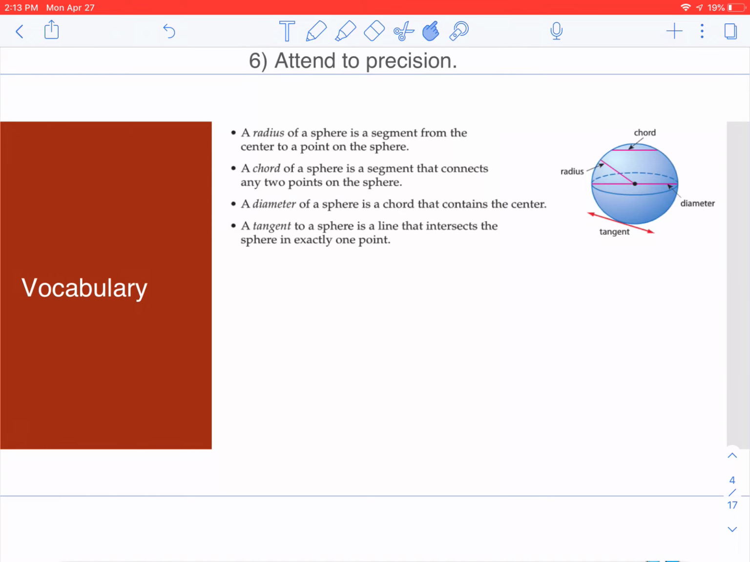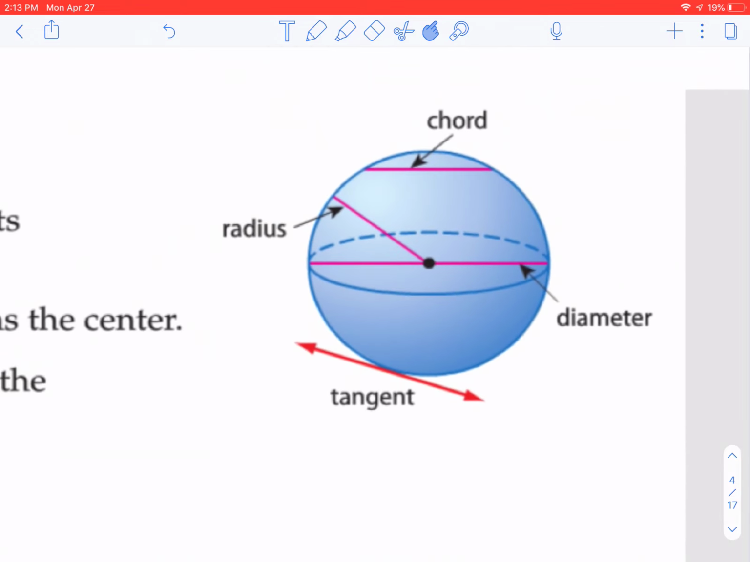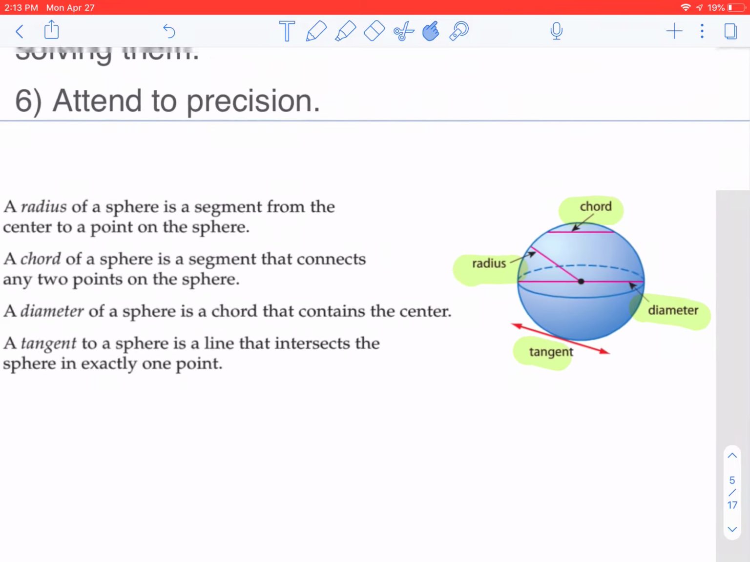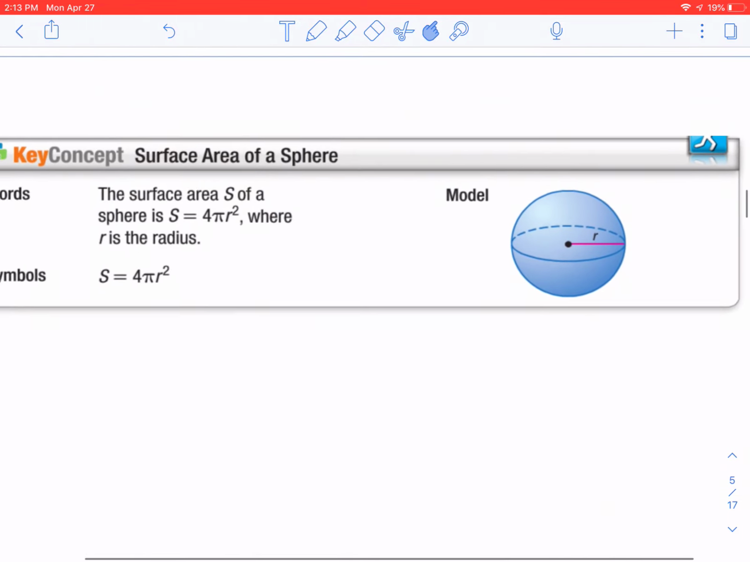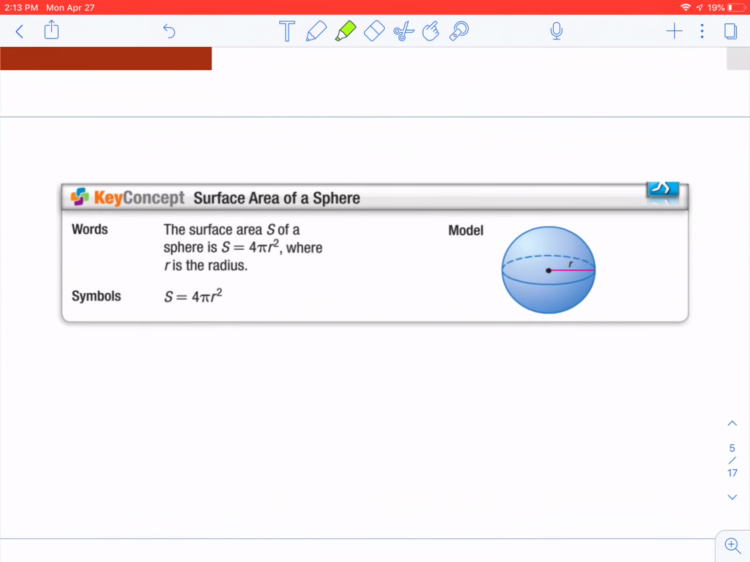All of our vocabulary is pretty much the same. We have the radius, we have chord, diameter, tangent. Same thing you guys have done before. Okay, here's our first equation. The surface area of a sphere is 4 pi r squared. So all we're doing is finding the radius, plugging it into the equation.